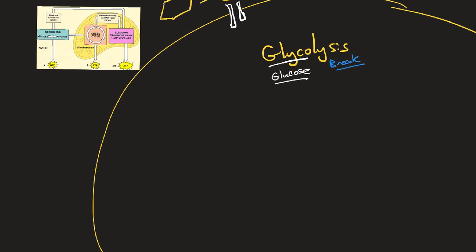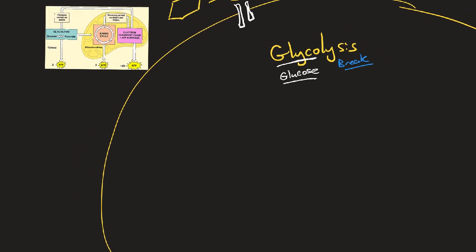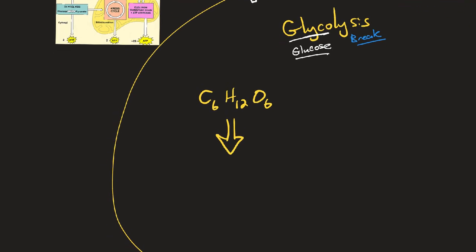Count the carbons. Probably the word you're going to hear the most, besides hydrogen bonding in biology, is carbon, carbon, carbon, carbon. So glycolysis is taking glucose, which is 6 carbons, C6H12O6. And you're going to break it down into 2 pyruvates.